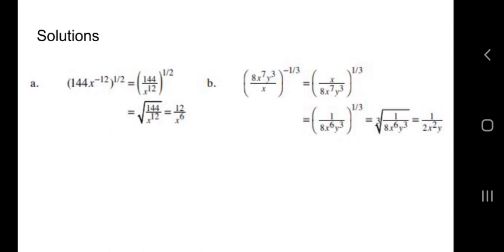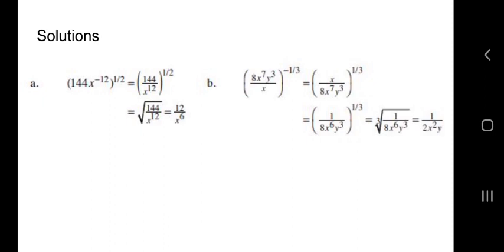But if you want to do it the first way, you just distribute the 1/2 to the 144 and to the x to the negative 12. So 144 to the 1/2 power is 12. And then x to the negative 12 to the 1/2 power, we multiply negative 12 and 1/2, and we get negative 6. So it's 12 times x to the negative 6 power. And if we do it this way, where we first kick the x to the negative 12 down to the basement because we prefer it that way, which, I certainly do, I don't like negative exponents too much.